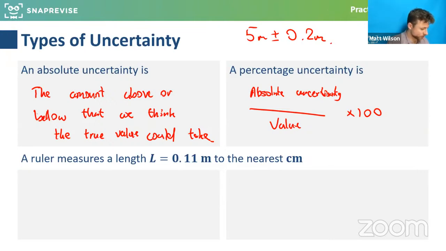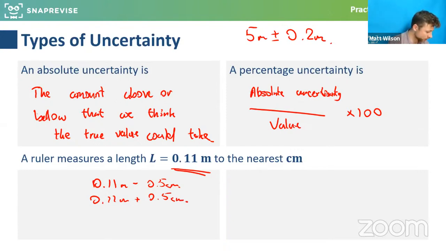Let's imagine that we have used a ruler to measure some length of 0.11 meters to the nearest centimeter. Now, if someone tells you they know something to the nearest centimeter, that means the measurement they've made is anywhere between 0.11 meters minus half a centimeter and 0.11 meters plus half a centimeter. That's a bit weird because we're working with different units here. So let's convert this. Well, 0.11 meters is 11 centimeters. So they know that this result is 11 centimeters plus or minus 0.5 centimeters.